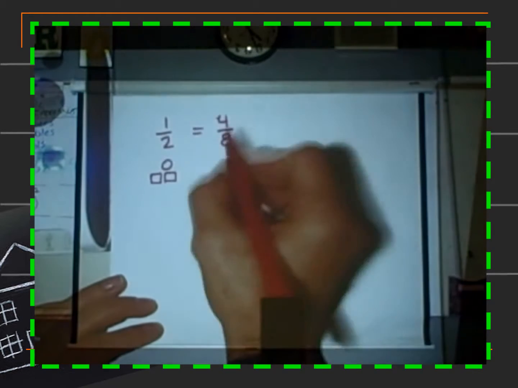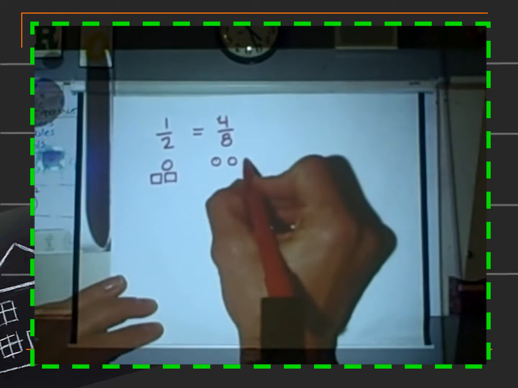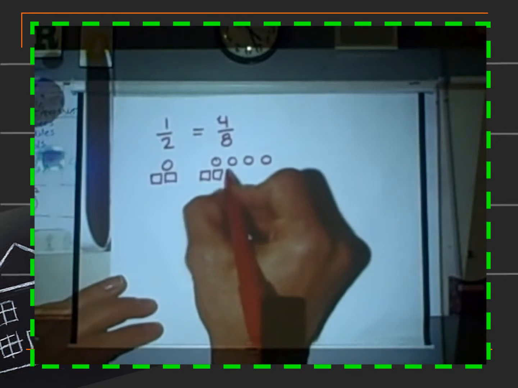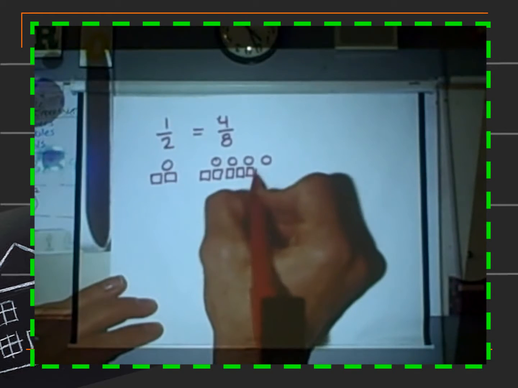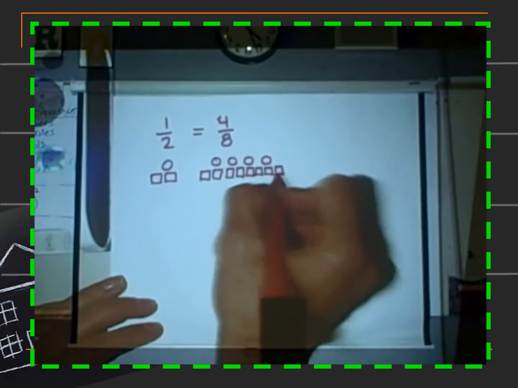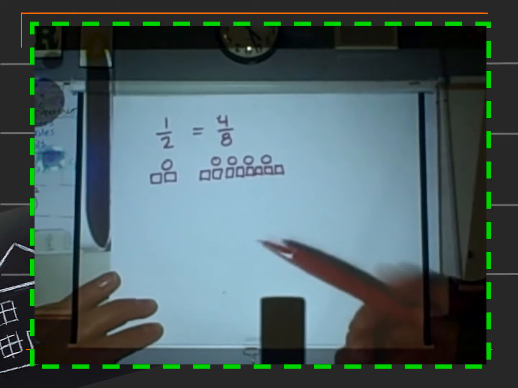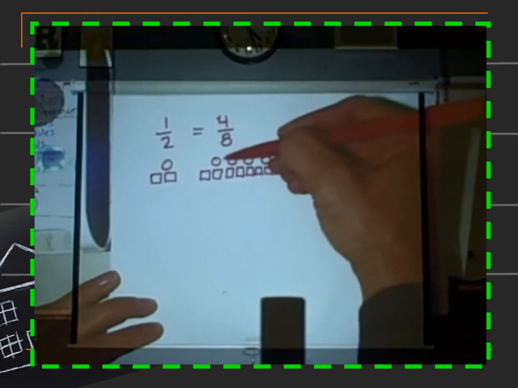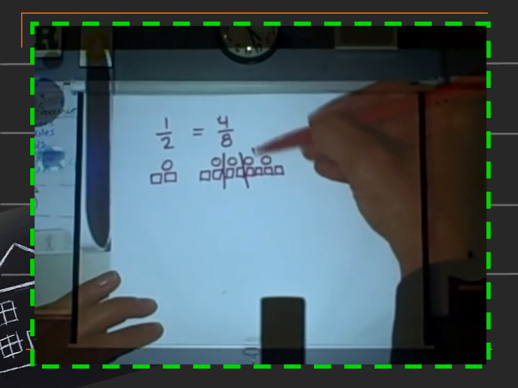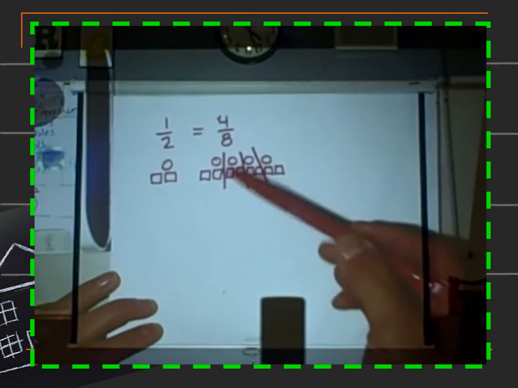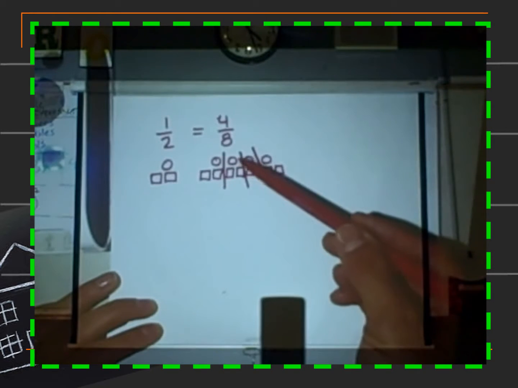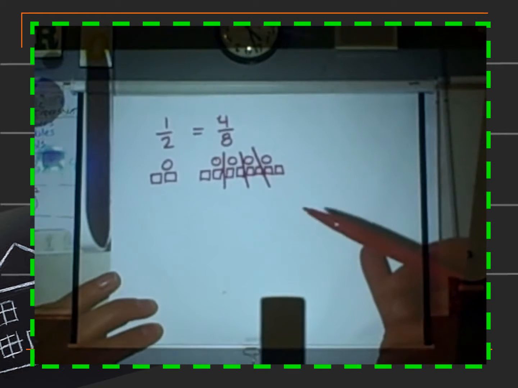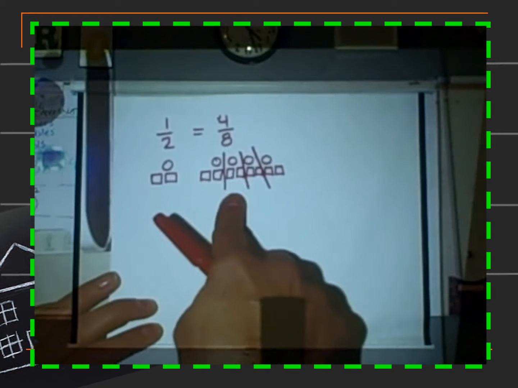4 to 8 could look like this: 4 circles, 8 squares. Okay? So if we break this down, these are proportional, because if I were to draw a line at those spots right there, there is a 1 to 2 ratio of circles to boxes or squares in each one. So these are equivalent.